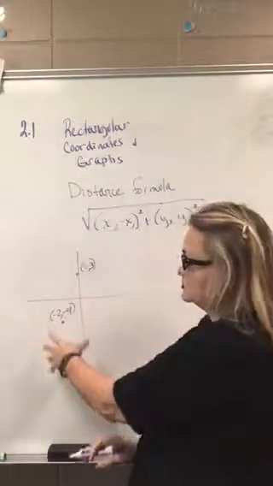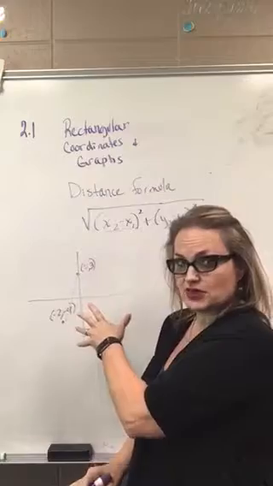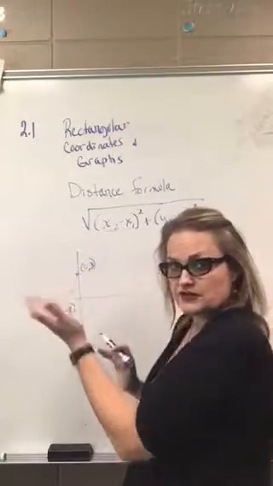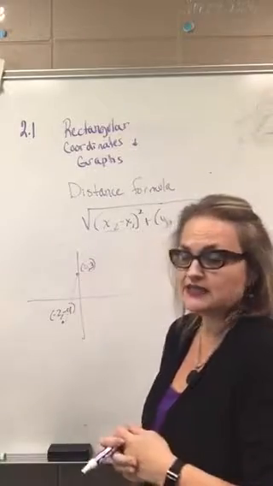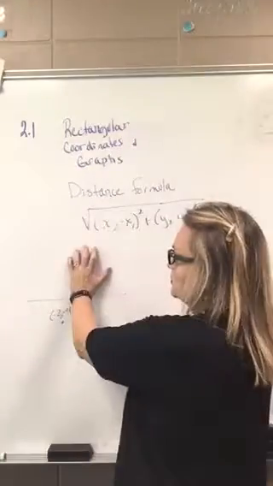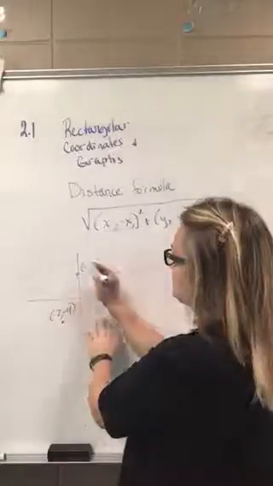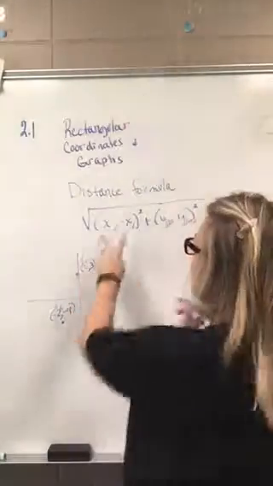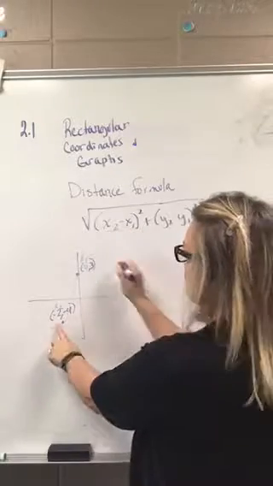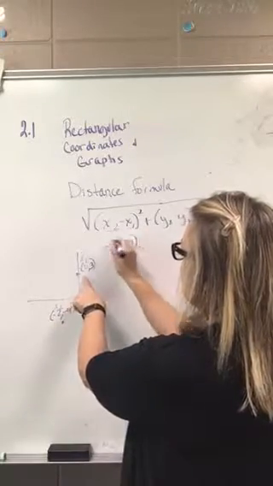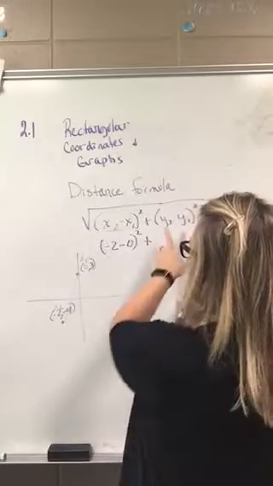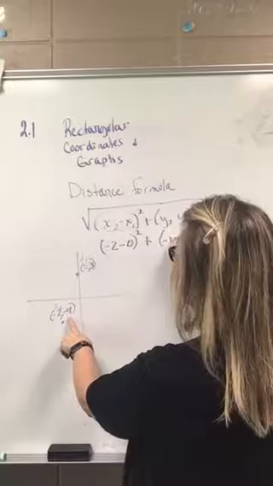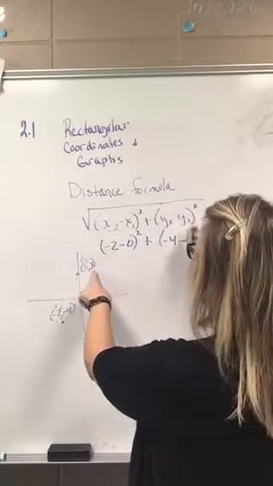Who's to really say which one's x2 and x1? You really can subtract in either order. We could consider this the first point and this the second point, or really vice versa. It wouldn't matter in this case. But let's just say this is point 1 and this is point 2. So this would be x sub 1 and this would be x sub 2. So x sub 2 minus x sub 1 would be -2 minus 0, and then we're going to square that. Then we do the same thing with the y's. So y sub 2 is -4 minus y sub 1, 3.